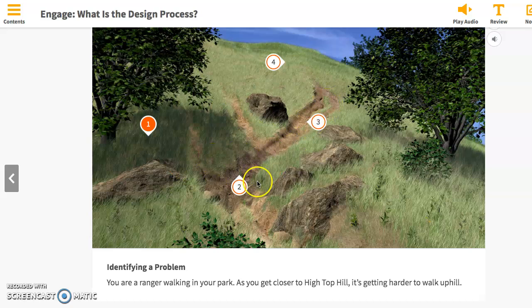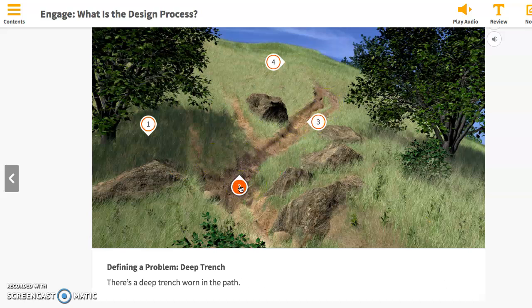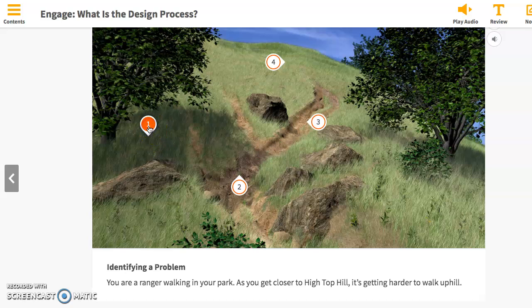You see the trail, but there's not... Defining really a problem. Deep trench. There's a deep trench worn in the path. Defining a problem. Loose soil. Some of the soil on the path seems to be washed away. Solve a problem. How could you solve this problem? Right, so identifying a problem.